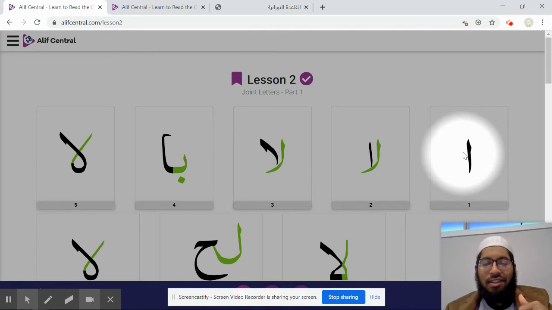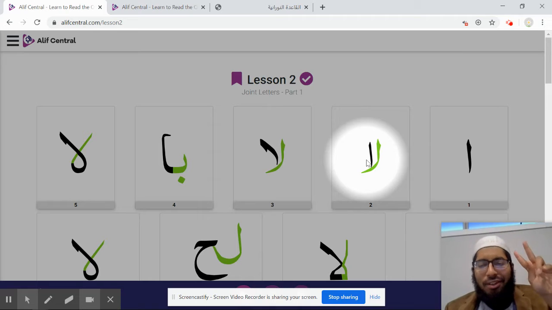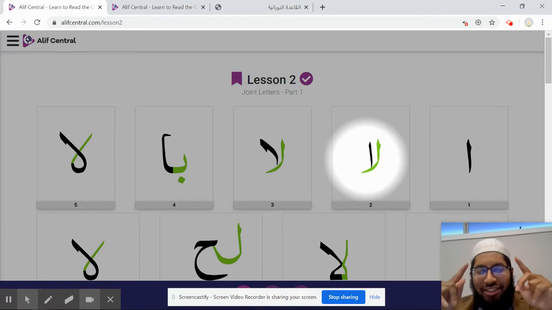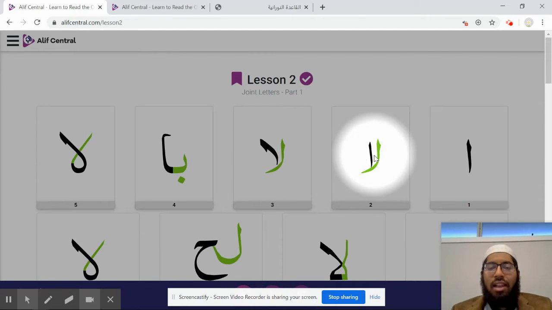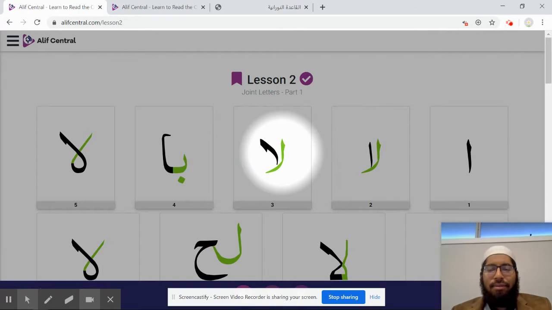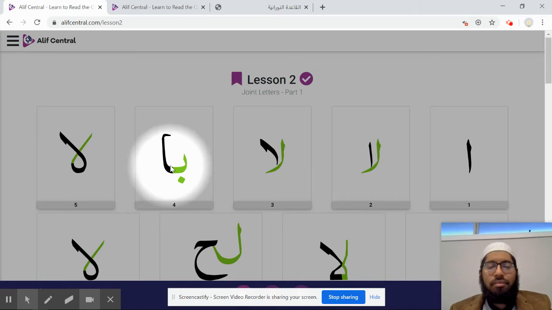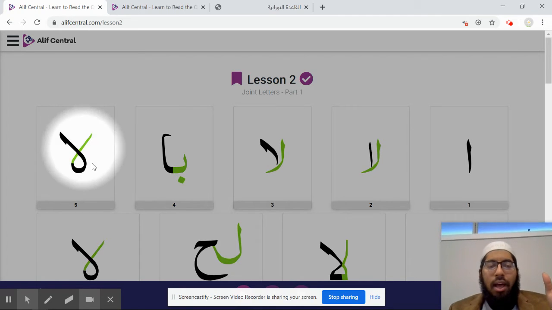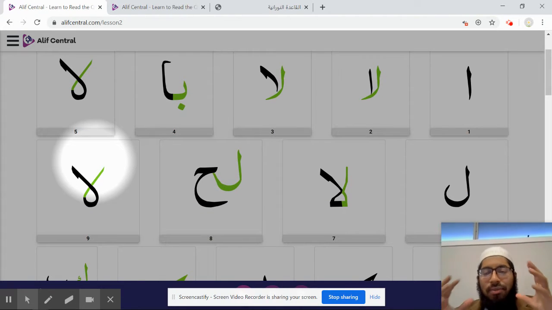Lesson number 2. Alif, lam, alif. When you see two sticks pointing upwards, one of them is lam, one of them is alif. The first one is lam, the second one is alif. Lam, alif, lam, alif. It's lam, alif again. This one, it's ba, alif, ba, alif. Lam, alif, lam, alif.